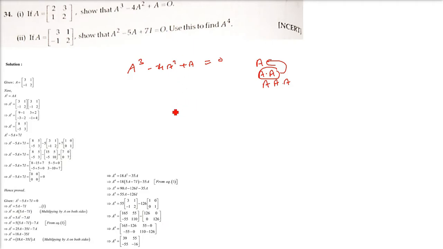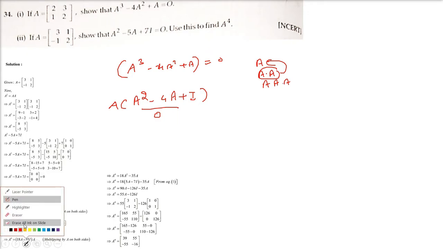So the best way to solve it, if this question is of 2 marks or 3 marks, just take A common. The inside will be A square minus 4A plus I. So you just have to find out A square. Now you don't have to go for A to the power 3. So when you compute this, it will come as 0. So this kind of question we have already done.